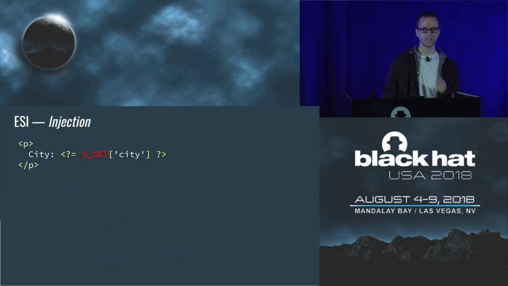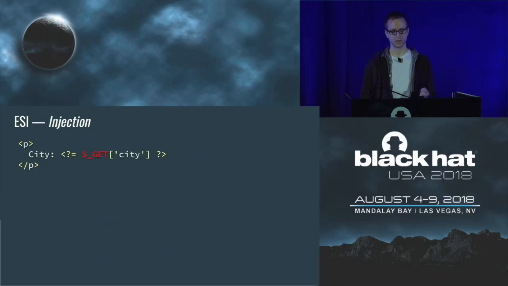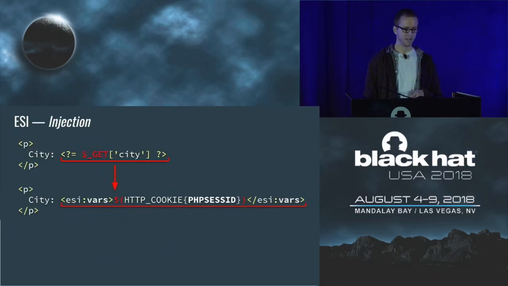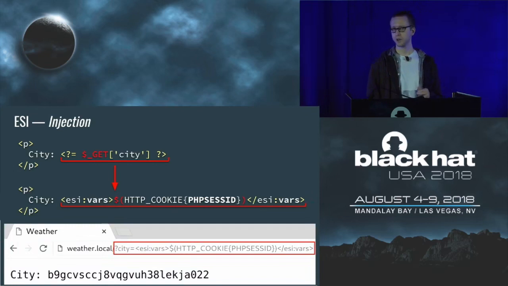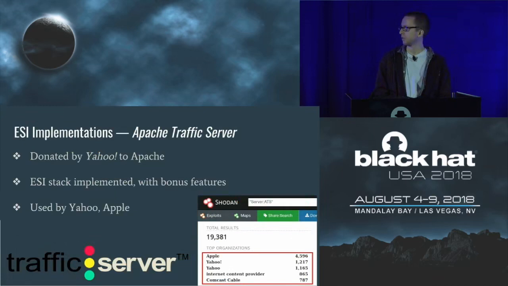So if you think about ESI injection, this snippet is vulnerable to it because everything that is in the city GET parameter gets added to the HTTP response. So if someone puts ESI variables pointing to the HTTP cookie session ID, well, the HTTP surrogate is going to look at this and expand it, and you're going to get that answer back. That's pretty dangerous considering that PHP session ID, if you've done any PHP, is an HTTP-only cookie, meaning you can probably do session theft. So to do that, we'll look at our first ESI implementation, Apache Traffic Server.